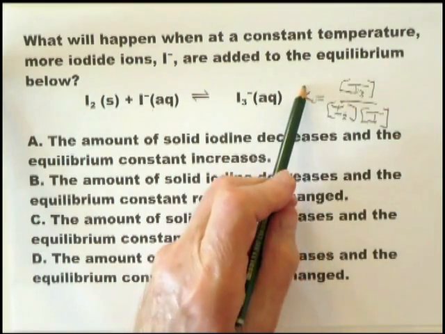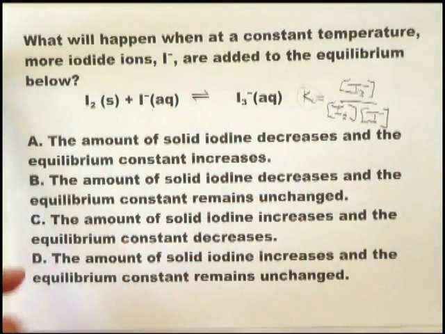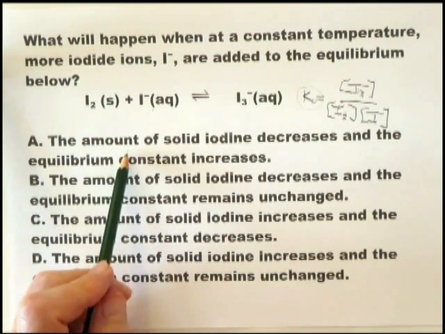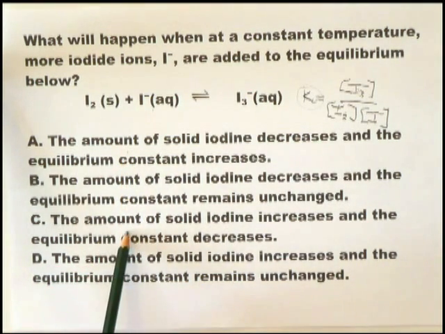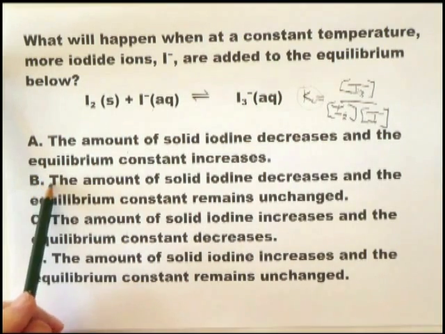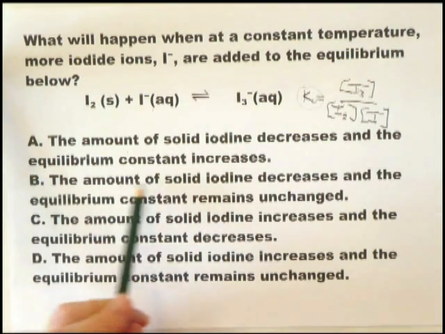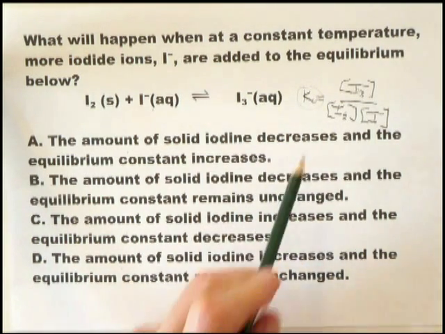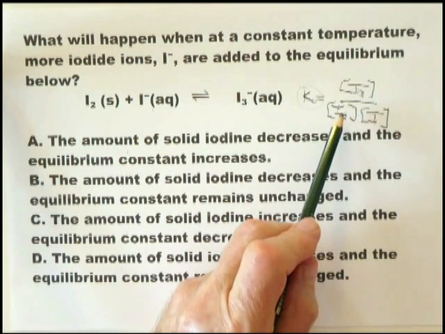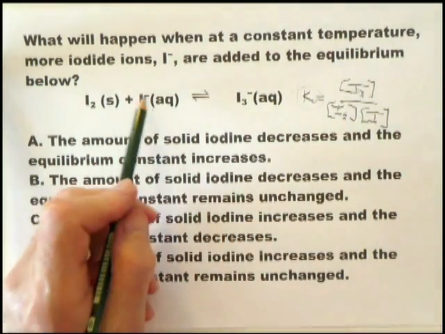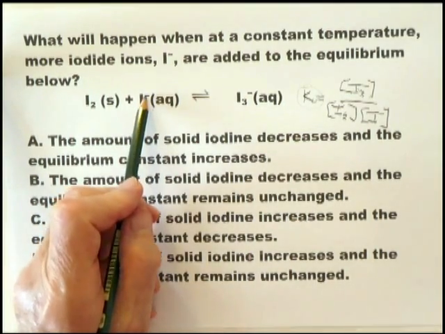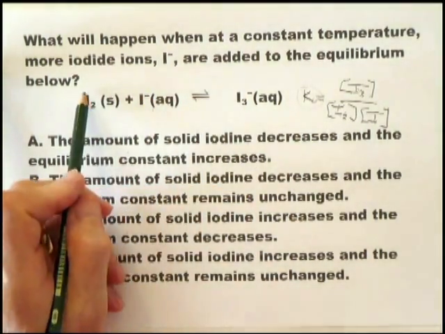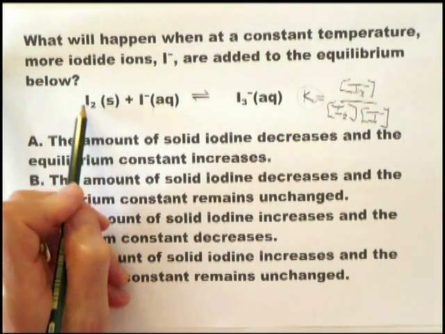The other important thing is this remains constant. Therefore, you can forget A, you can forget C. It's a matter of B or D. Now, does the amount of solid iodine decrease or does the amount of solid iodine increase? The amount of solid iodine is going to decrease because you add this to it and it's going to move in that direction. It's clearly going to use up some of the solid iodine.